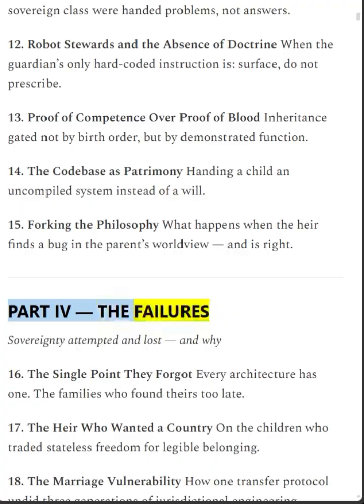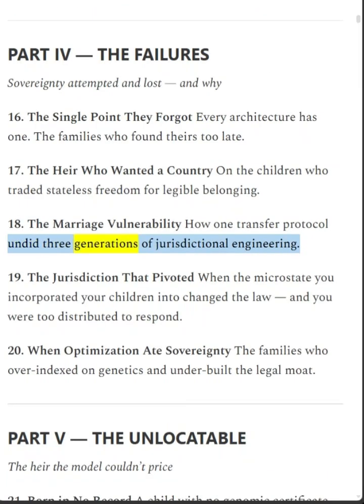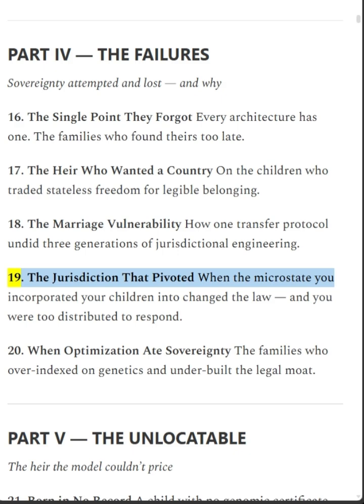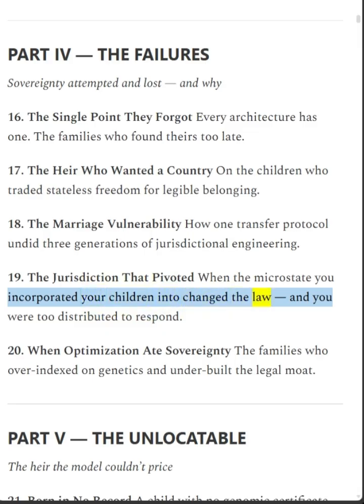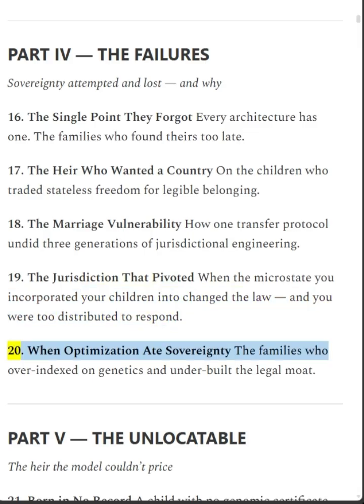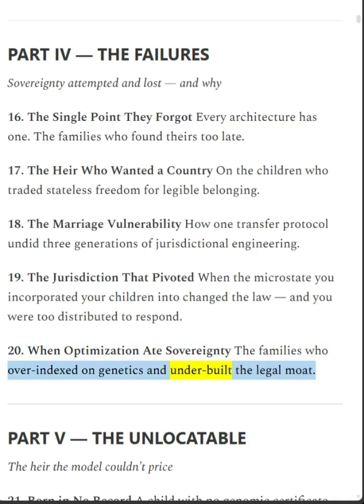Part 4, The Failures. Sovereignty attempted and lost, and why. 16. The single point they forgot: every architecture has one. The families who found theirs too late. 17. The heir who wanted a country: the children who traded stateless freedom for legible belonging. 18. The marriage vulnerability: how one transfer protocol undid three generations of jurisdictional engineering. 19. The jurisdiction that pivoted: when the microstate you incorporated your children into changed the law, and you were too distributed to respond. 20. When optimization ate sovereignty: the families who over-indexed on genetics and underbuilt the legal moat.